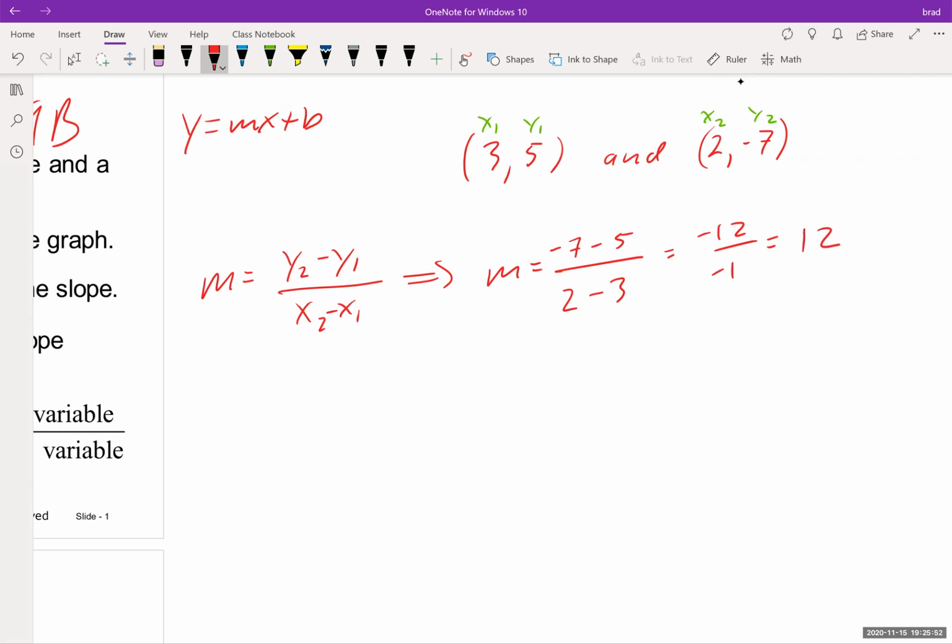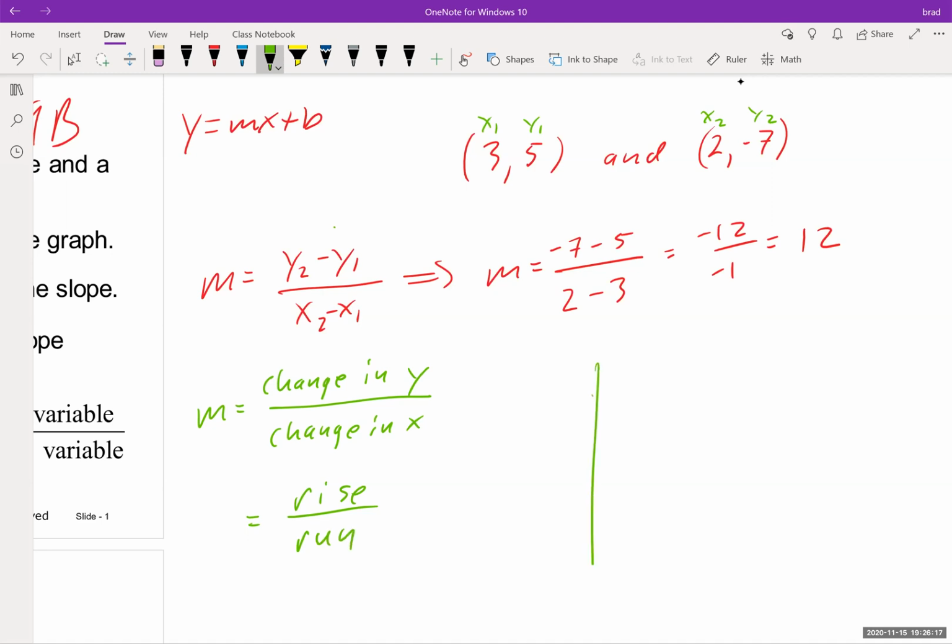Now once again, this is the change. I'll write it out this way. m is the change in y divided by the change in x. A lot of times you'll also see it called rise over run, okay?